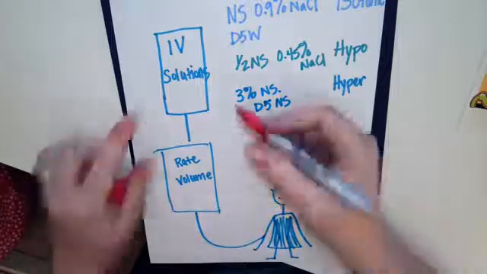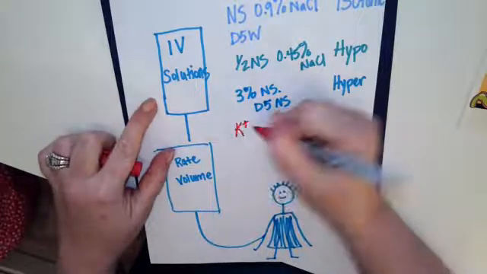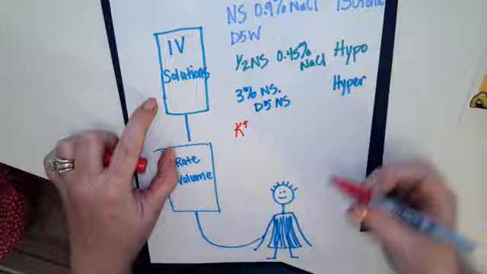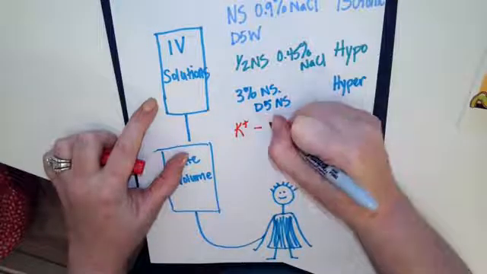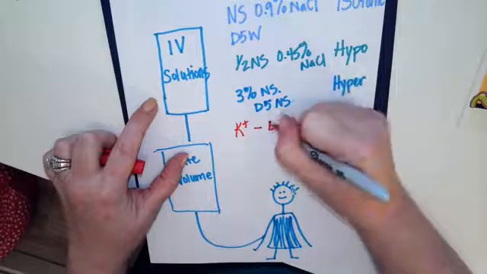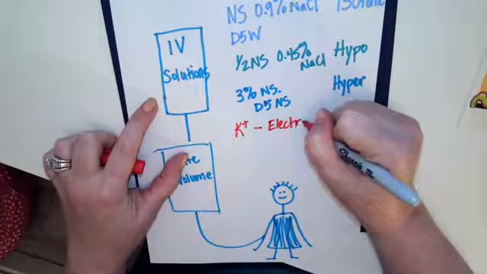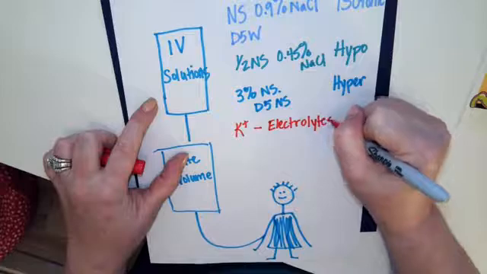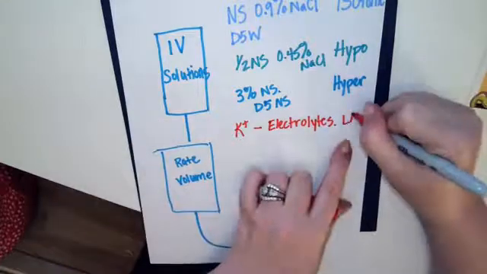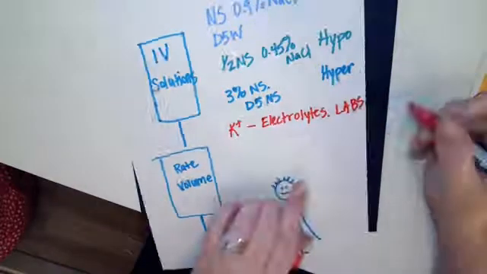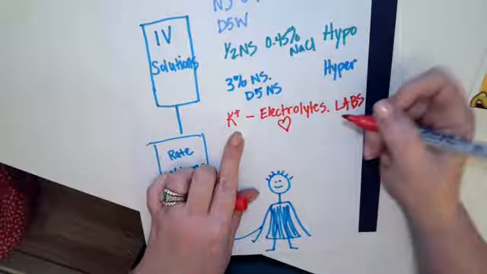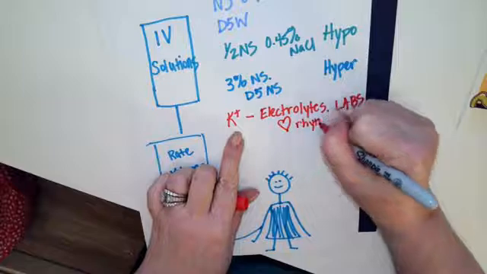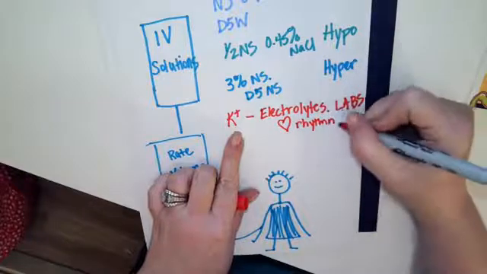We can give our patients something with potassium. So we can give saline solutions that have potassium in it. And so that's when we're trying to modify electrolytes. So we're going to have to look at labs very carefully. And we know that potassium always goes along with cardiac rhythm issues. So you're going to want to monitor your patient.